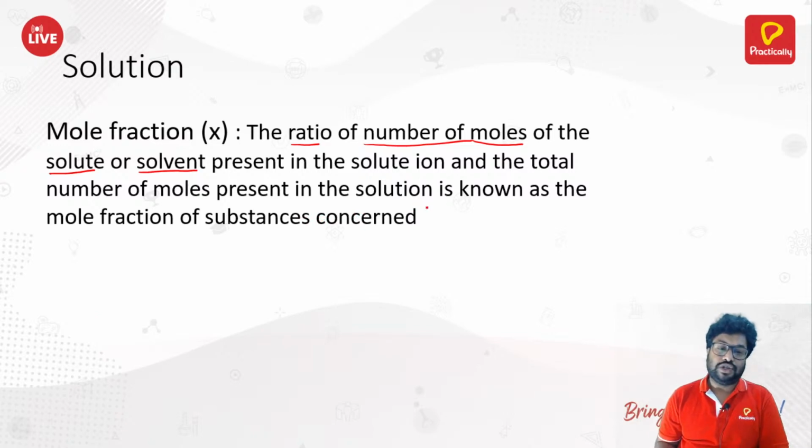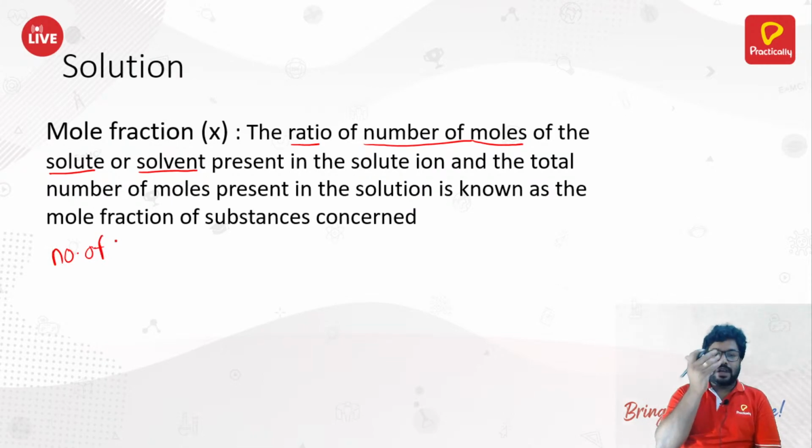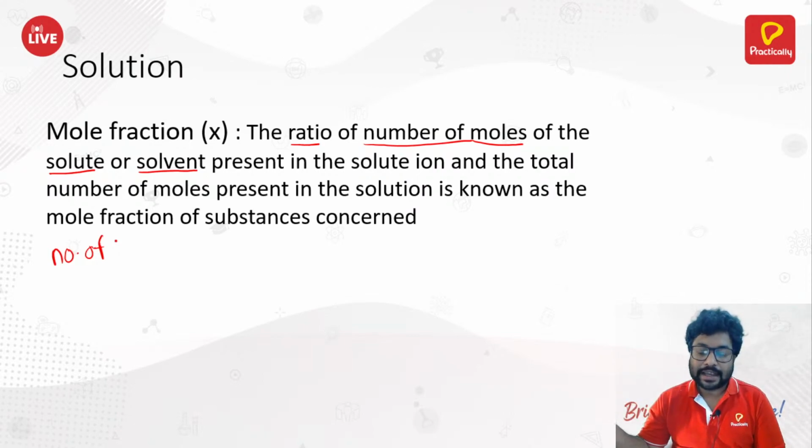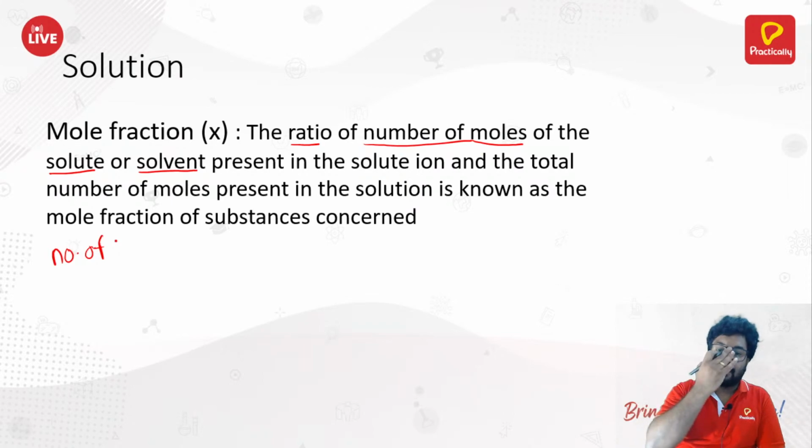So basically it is the ratio of number of moles of solute divided by total number of moles, or it is the ratio of number of moles of solvent divided by total number of moles. Now total number of moles will be number of moles of solute plus number of moles of solvent. And in the numerator you have number of moles of either solute or solvent, whichever is asked.